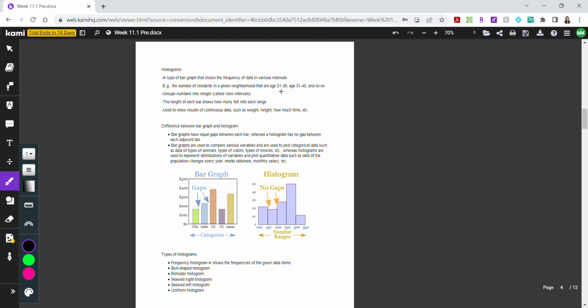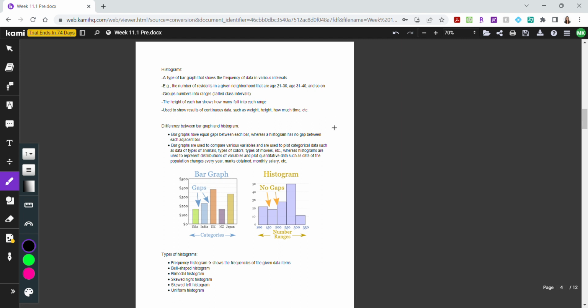As you can see, this class interval is going to be 21 to 30, and then the next one is 31 to 40, and then the next one will be 41 to 50, and so on. Those are the class intervals. Same as your bar graph, the height of each bar shows how many fall into each range. Histograms are used to show results of continuous data such as weight, height, and how much time, etc.